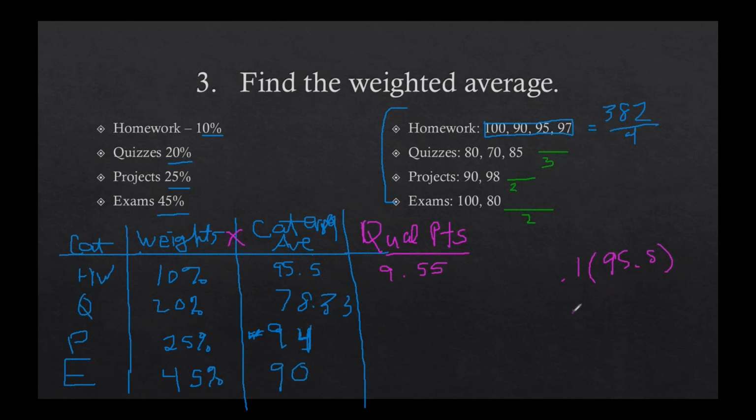And I do that just going down. So for quizzes, 20% times 78.33 gives me 15.67. 25% of the next one gives me 23.5. And then I get 40.5.